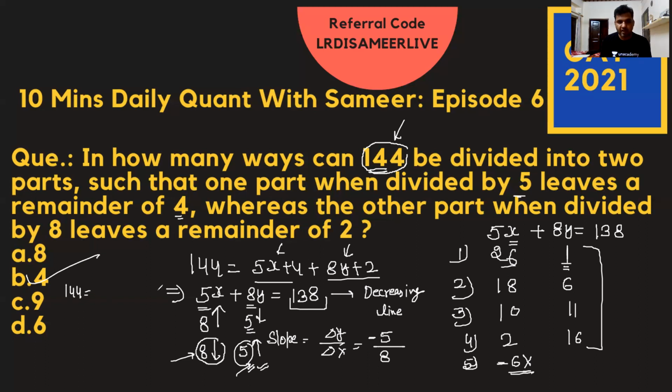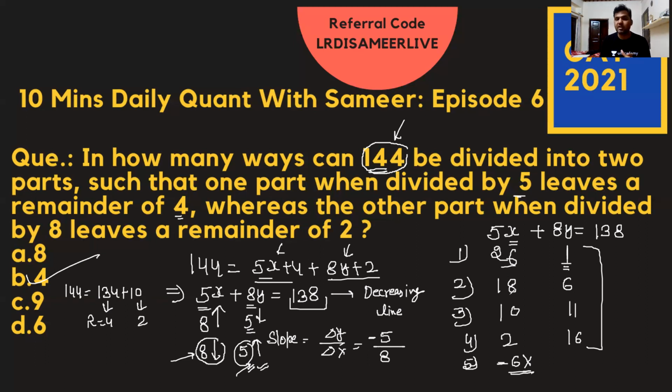You see that if I put x as 26, I'll get one value. 5 into 26 is 130. 130 plus 4 is 134. Another part would be 8 into 1 plus 2, that is 10. You see that 134 when divided by 5 will give you a remainder of 4. 10 when divided by 8 gives you a remainder of 2.